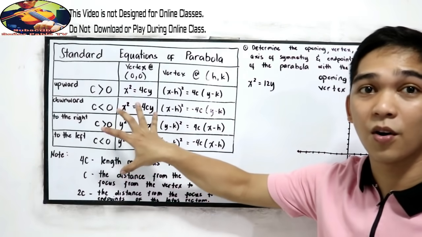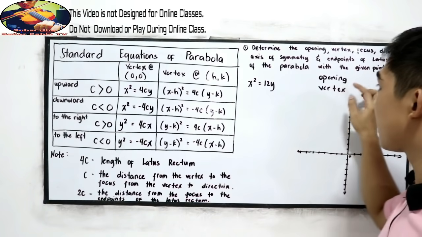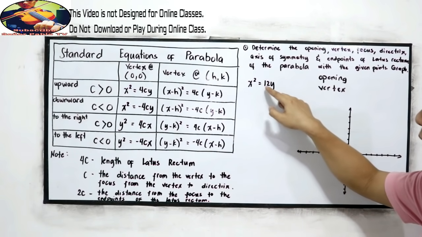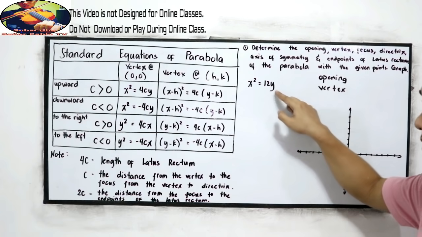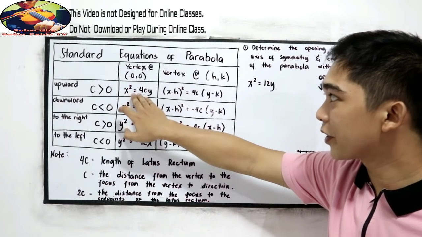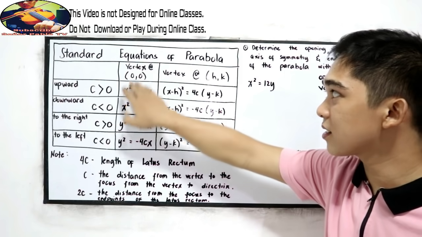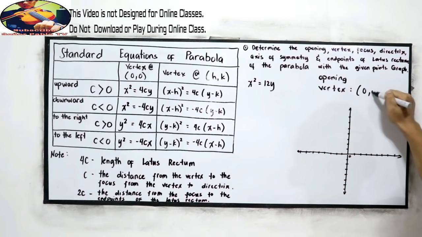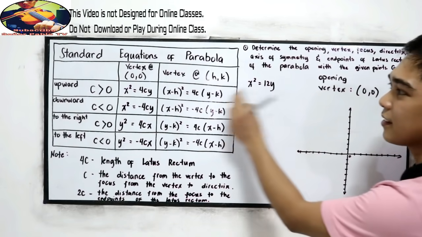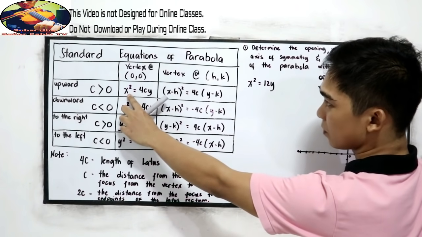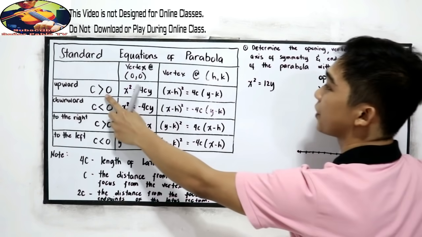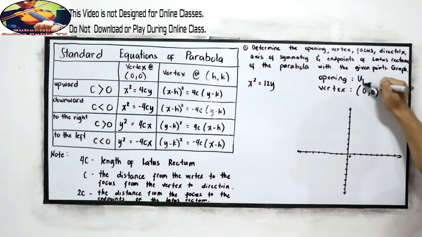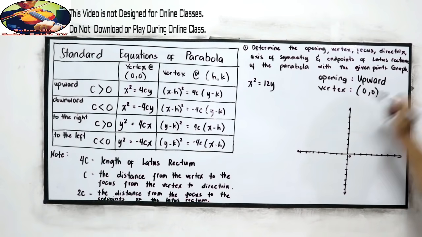Using this table, we're going to find first the opening. So x squared is equal to 12y. So that is in vertex form. So our vertex is (0, 0). So we can locate that vertex at (0, 0). Then we are in this form. c is greater than 0, that means our opening is upward.